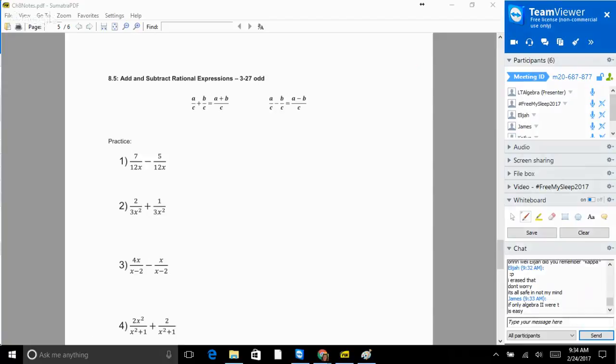So what if I have 7 divided by 12x minus 5 divided by 12x? Do I have the same denominator?